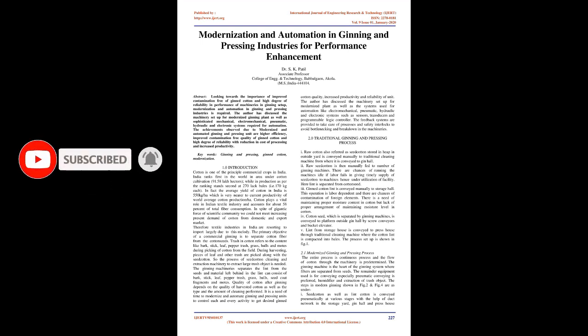Cotton plays a vital role in the Indian textile industry and accounts for about 58% of total fiber consumption. In spite of the gigantic effort of the scientific community, we could not meet the increasing present demand of cotton from the domestic and export market. Therefore textile industries in India are resorting to import largely due to this malady. The primary objective of commercial ginning is to separate cotton fiber from the cotton seeds.